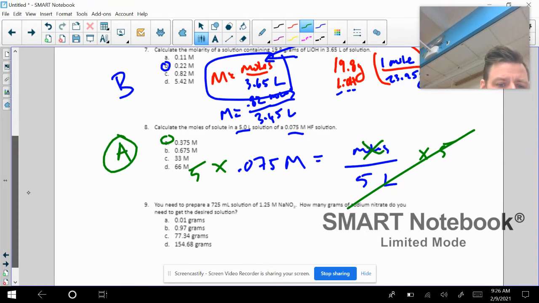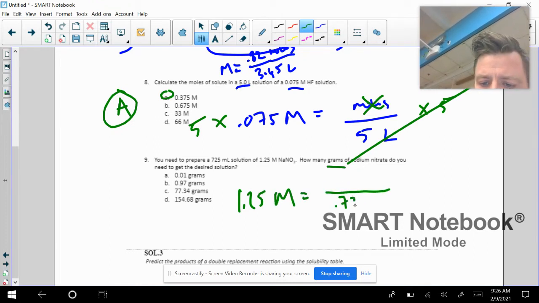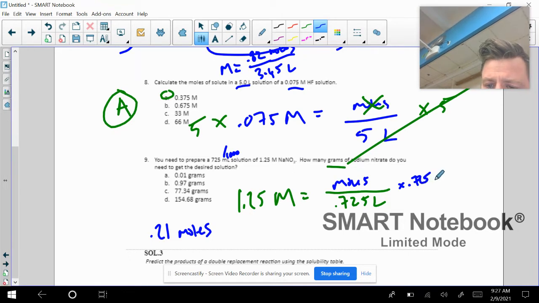Okay, we have a little legwork here. It asks how many grams of sodium nitrate, NaNO3. We're given 1.25 big M. I know it's 0.725 liters; I divided by 1,000 to get into liters. I have to solve for moles first to figure out grams. When I solve for moles, I get 0.21 moles from here. So I just multiply by 0.725.